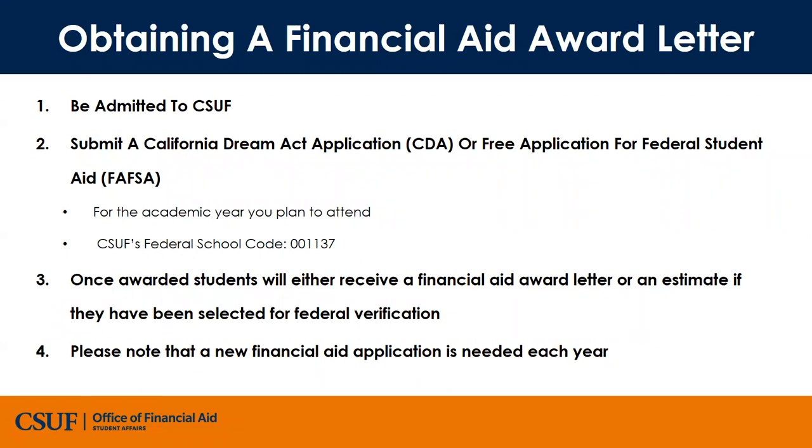Please keep in mind that CSUF's federal school code is 001137. Once students have been awarded, they will receive either a financial aid award letter or an estimate if they have been selected for federal verification. Lastly, please note that a new financial aid application is required each year in order to be awarded each year.